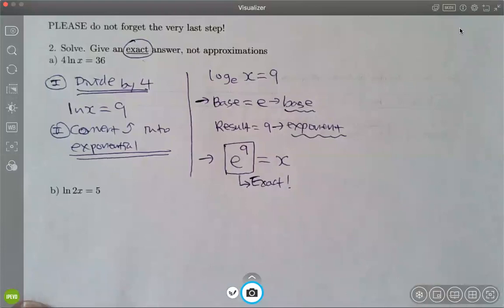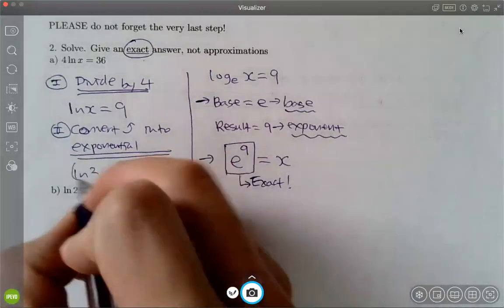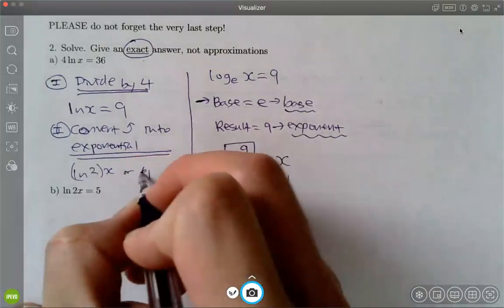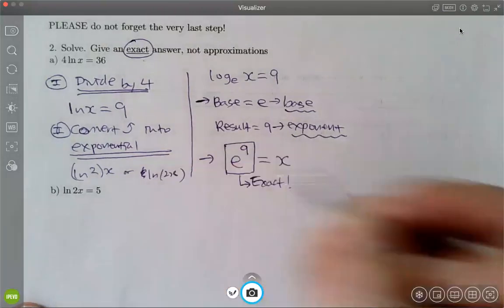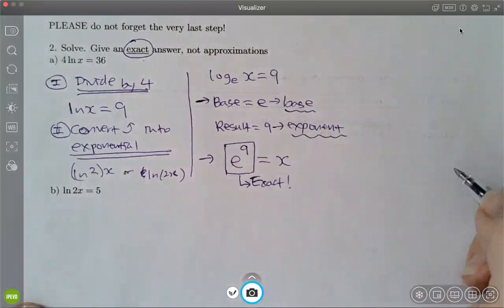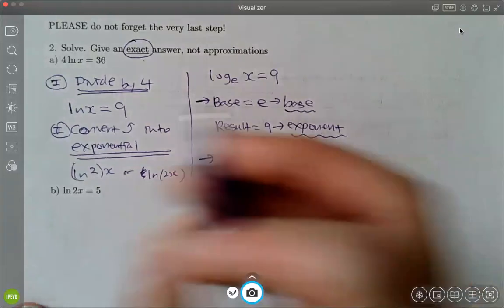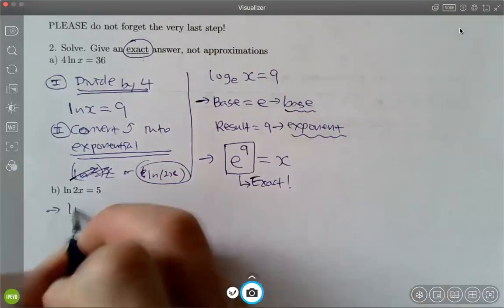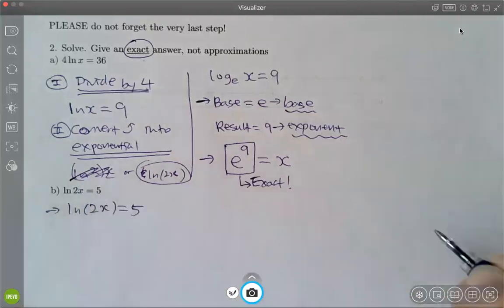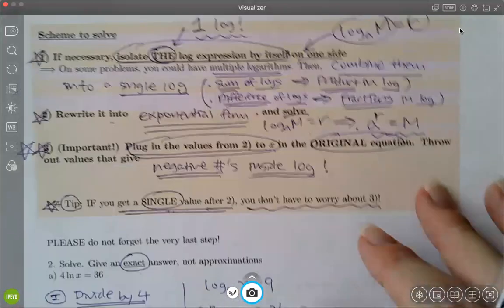Now, part B. ln 2x is equal to 5. Now, here, what does ln 2x mean? Does that mean ln 2 times x or ln of 2x? Which one is it? Is it the first one or the second one? It's the second one. Okay, so this means, yes, ln of 2x is equal to 5. Okay, not ln 2 times x. Okay, it's ln of 2x. Now, do we have one log on the left-hand side?